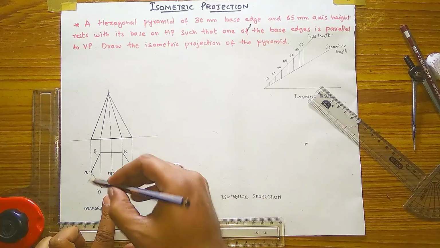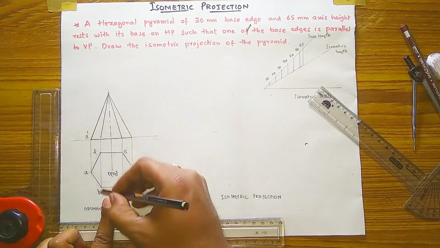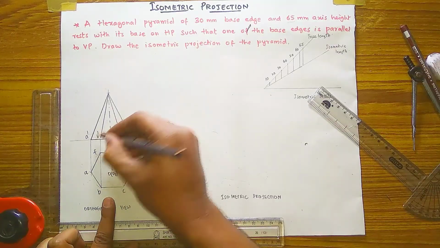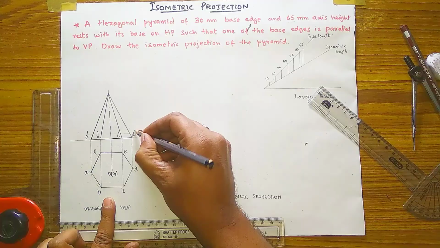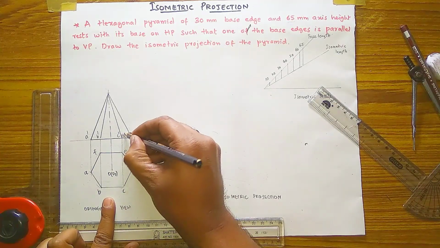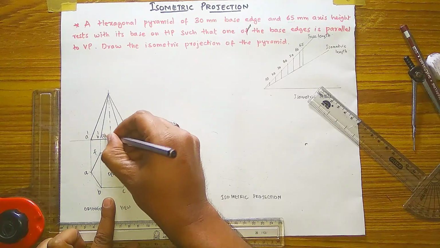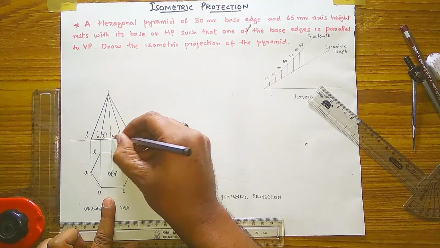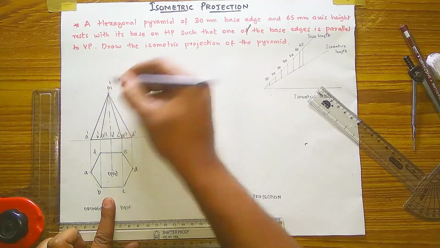If you see the points from downwards, if A is visible, write it as A dash. B is also visible, B dash. C is also visible, C dash. D is also visible, D dash. E is invisible, so for the invisibility, write it as E dash. F is also invisible, F dash, and O dash. For the axis, O dash, and upwards O1 dash.